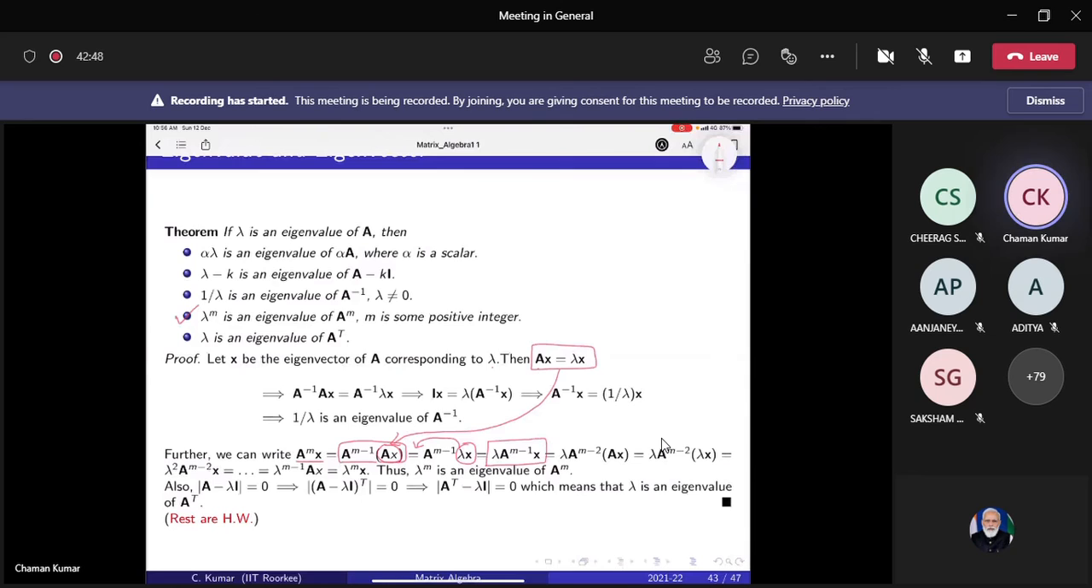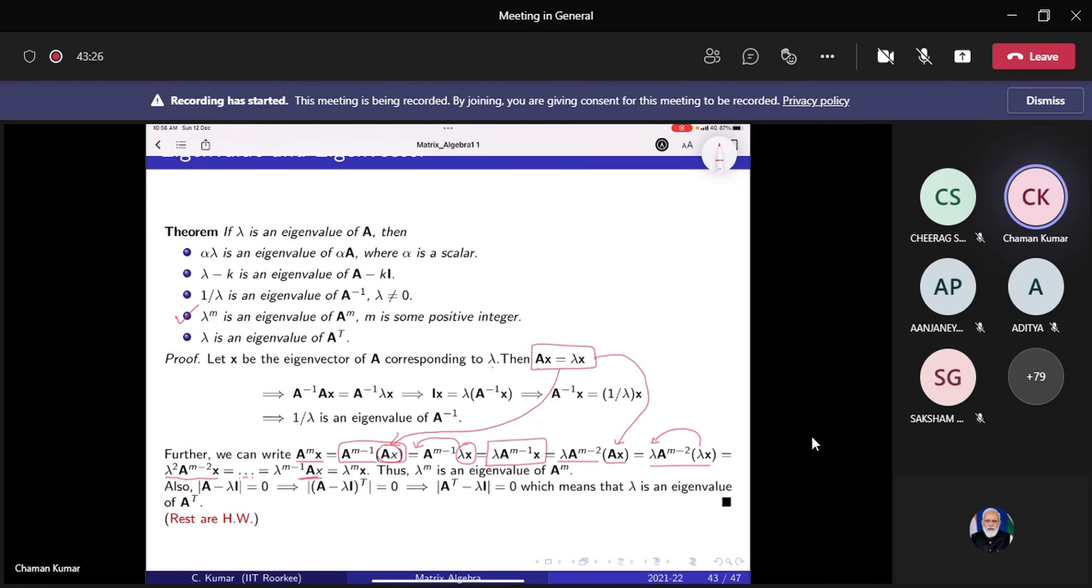So this can be written as lambda into A raised to m minus 2 into Ax. And then again you use this relationship, Ax is equal to lambda x. So you get this. And again this lambda will come out. So you are left with lambda squared, A raised to m minus 2 x. And then you keep repeating this process until at the end you get Ax here.